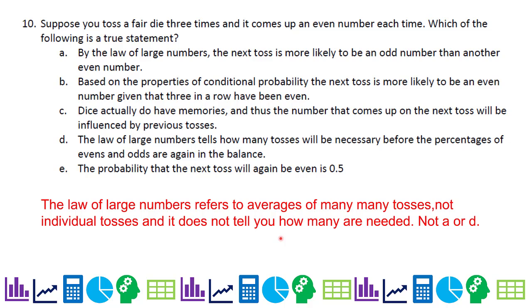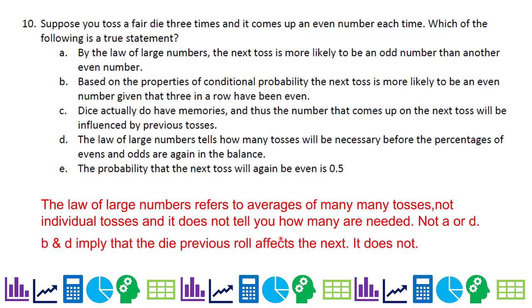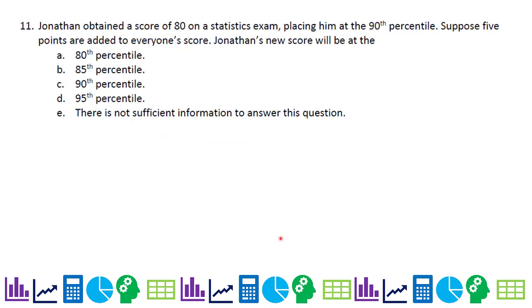And then we have B and D are similar. Based on properties of conditional probability, the next toss is more likely to be an even number, given the 3 in a row have been even. And D says, wait, I think I meant C. Dice do actually have memories, and thus the number that comes up on the next toss will be influenced by previous tosses. That's pretty funny. No, it's pretty straightforward. The probability that the next toss will again be even is just 0.5. It does not change.